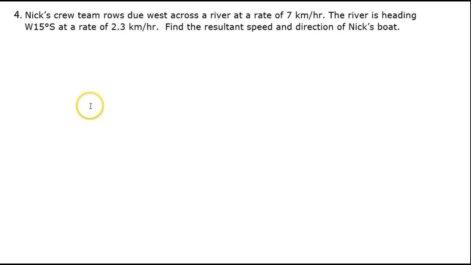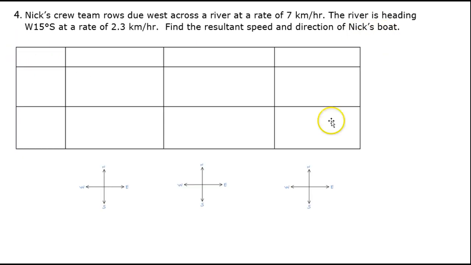Let's do one more problem on this video. Nick's crew team rows due west across a river at a rate of 7 kilometers per hour. The river is heading west 15 degrees south at a rate of 2.3 kilometers per hour. Find the resultant speed and direction of Nick's boat. Organization is the key, y'all. Boom! Use the chart.